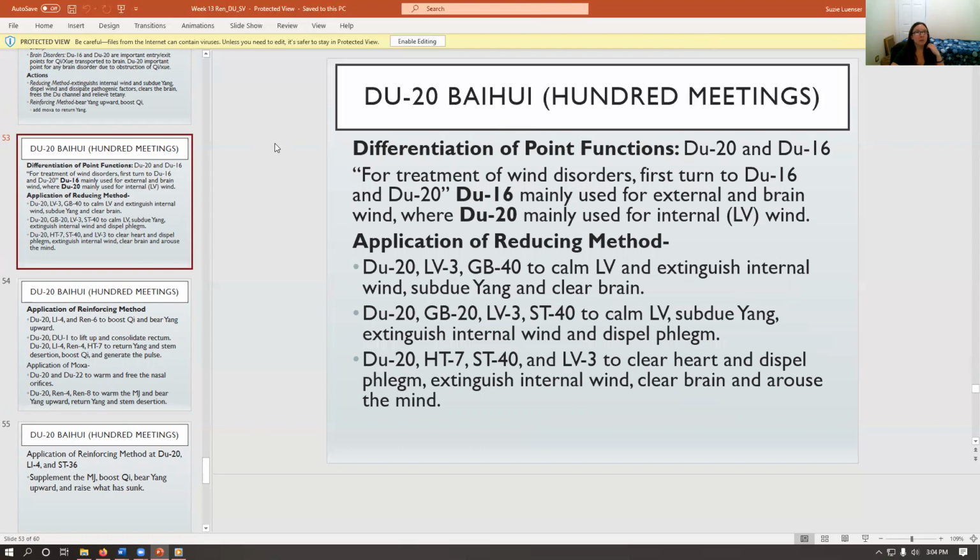Some reducing method point combinations here. We're going to see Liver 3, GB 40 for yang rising and wind. With GB 20, Liver 3, Stomach 40 for yang rising, wind, and phlegm. And then with Heart 7, Stomach 40, Liver 3 for wind, phlegm, and specifically this is good for clearing the brain and arousing the mind with the addition of Heart 7 in there.